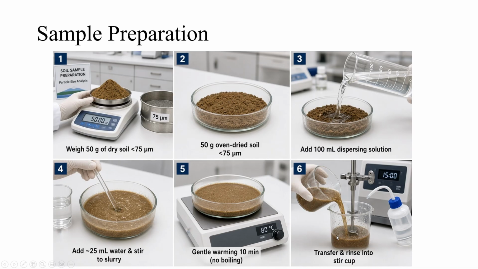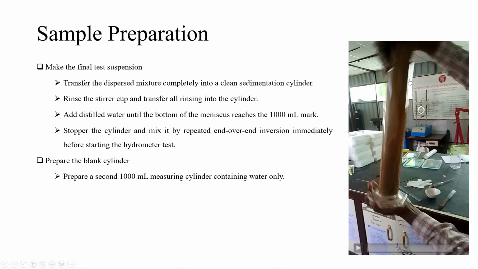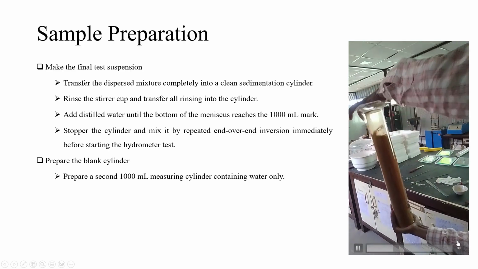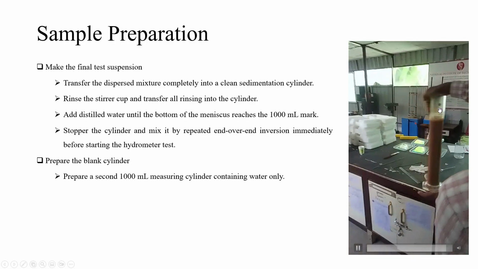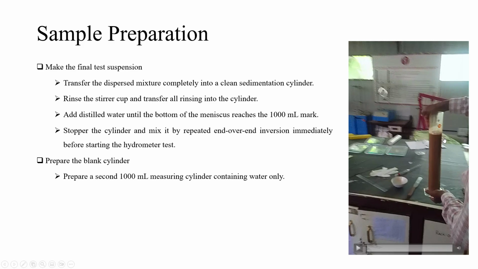Now, once this slurry is prepared, transfer it into the measuring cylinder, and pour some extra water up to the 1000 ml mark, and thoroughly mix it. While mixing, keep all the soil particles in motion. No particles should be settled down at the bottom. So it is mixed by end over end inversion, up and down.